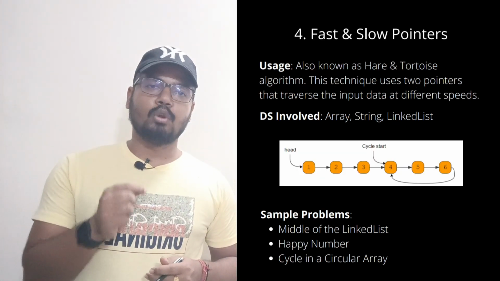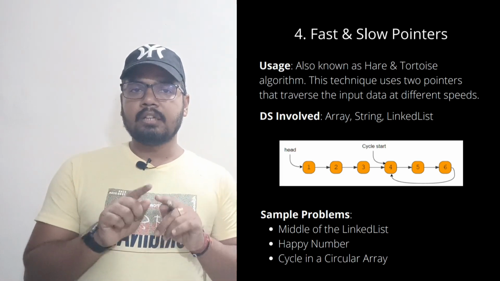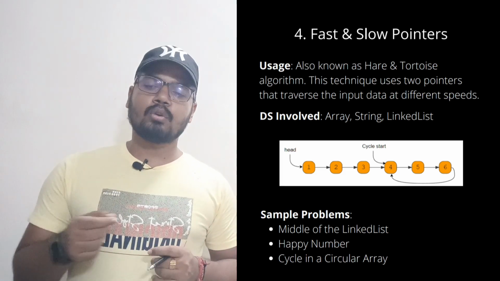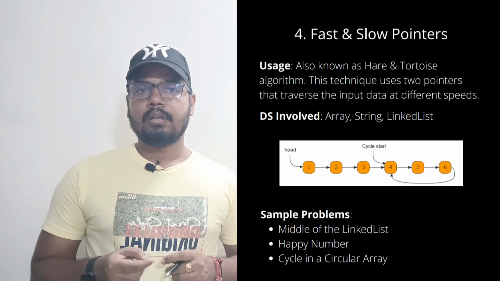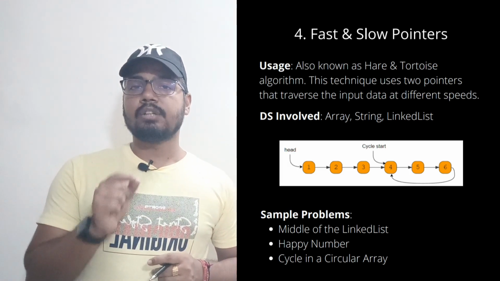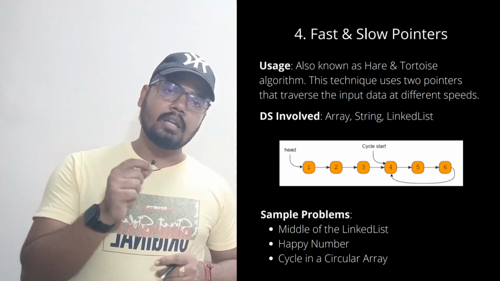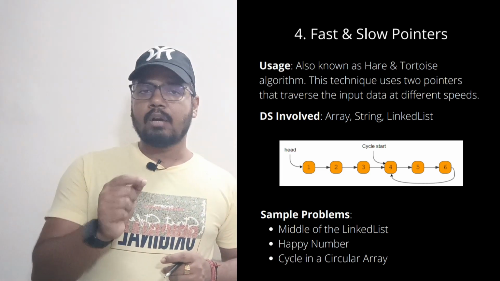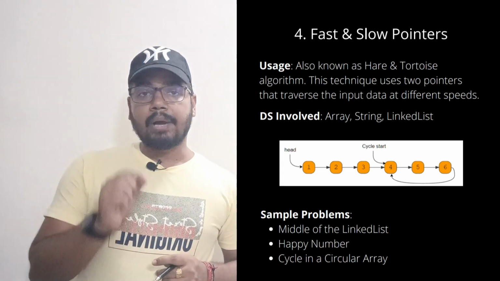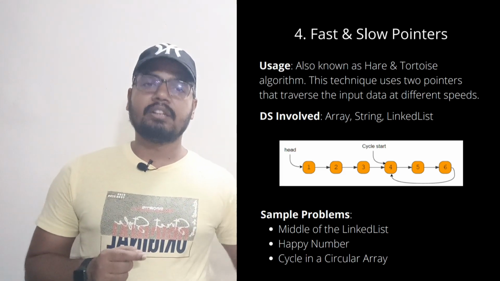The next technique is fast and slow pointer. It is used to traverse the input data at different speeds. It is also called the hare and tortoise algorithm. The data structures involved are array, string and linked list. Simple examples are finding the middle of the linked list, finding happy numbers, or finding a cycle in a circular linked list.